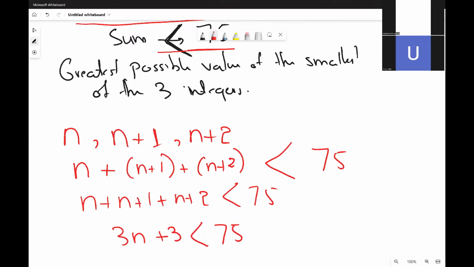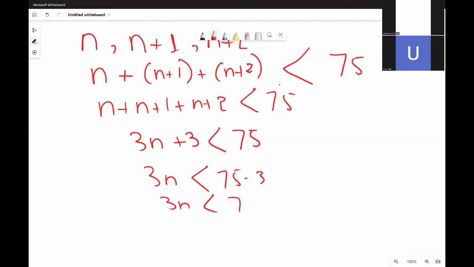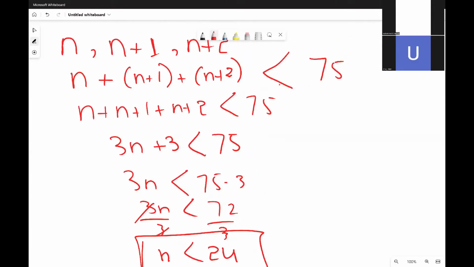This will give us the value of n. If we solve it for n, 3n is less than 75 minus 3. 3n is less than 72. Divide on both sides, n is less than 24. This is the answer: 24 is the greatest value of the smallest integer.